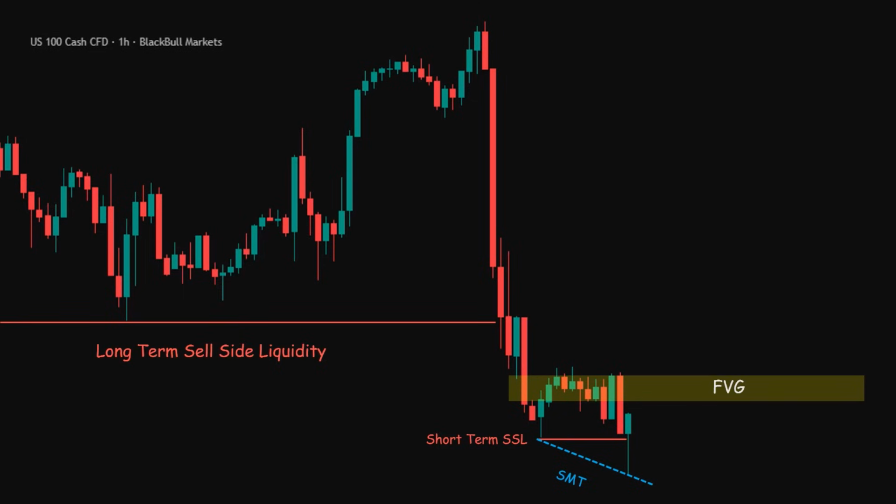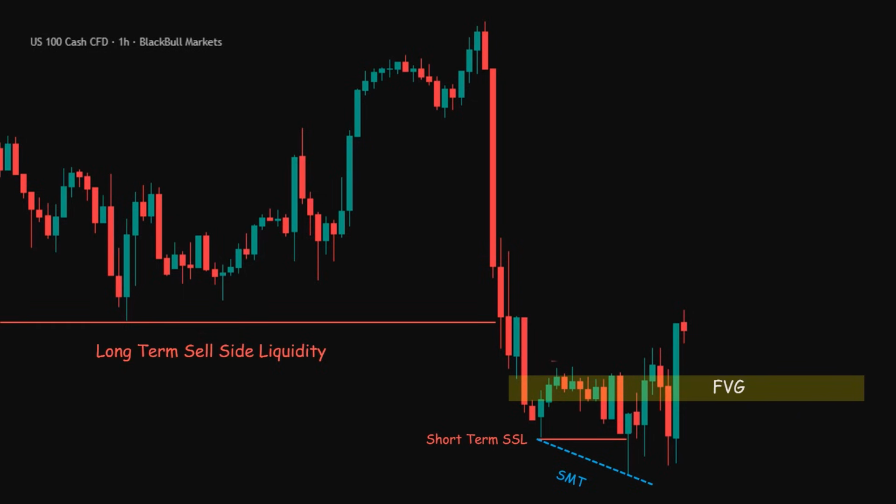Now here's the key point. What is the algorithm's real job? Liquidity engineering. Taking liquidity and rebalancing inefficient zones like FVGs. And in this case, it did all of them at the same time. That means the move was balanced. The zone was supposed to be closed. Price should not have returned there.